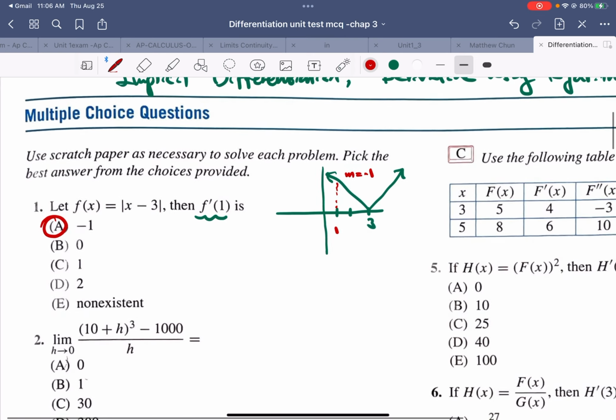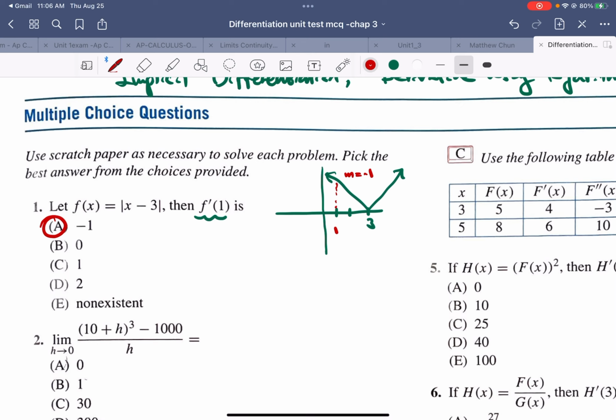You can also make it a piecewise function and then take a derivative, or you can just look at the graph. That slope is 1, but they ask you when x is 1, at that point, what is the slope? So it should be -1.